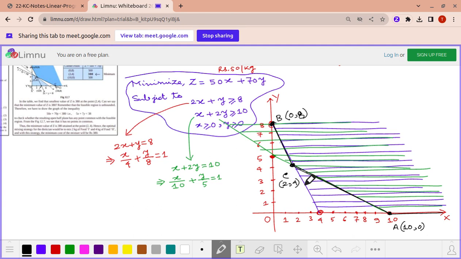Now, according to the corner point method, we need to find the value of the objective function. What is the objective function? That is 50x plus 70y. We need to find the value of this objective function for all these 3 points. For A, x equal to 10, y equal to 0. For B, x equal to 0, y equal to 8. And for C, x equal to 2 and y equal to 4. So, let us find it out. What we get here is, let me write it down.